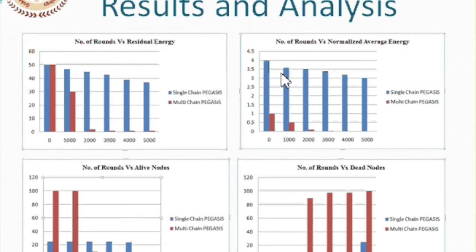As I've already told you, the multi-chain Pegasus protocol shows an improvement over the single chain Pegasus protocol due to the parameter normalized average energy, which is less in the multi-chain Pegasus protocol. Due to this improvement, the multi-chain Pegasus protocol shows a 20% betterment, and we can say that the multi-chain Pegasus protocol is better than the single chain Pegasus protocol that can be used in wireless sensor networks.